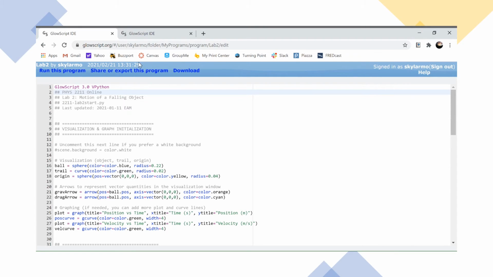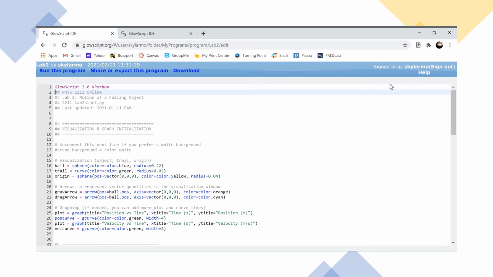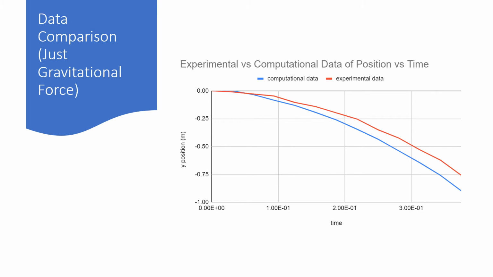So right here, we have our GlowScript model that I'm going to run, and we see that our computational model follows around the same path as our experimental model. And so here we just compare our experimental and computational data with just gravitational force. We can see our experimental model had a slightly higher position than the computational model. The computational model seems to have dropped faster than the experimental model. This might have happened because we did not take into account the drag force in the computational model.